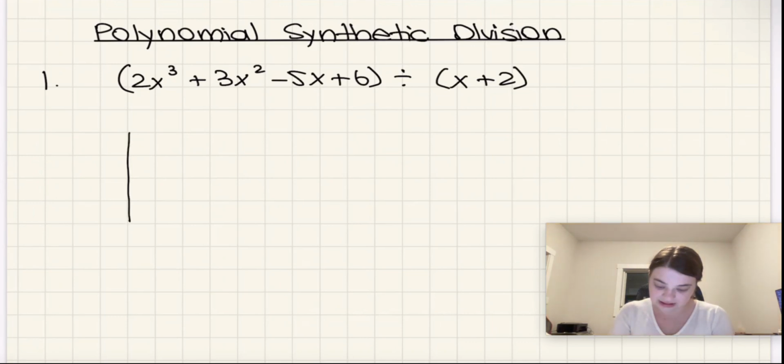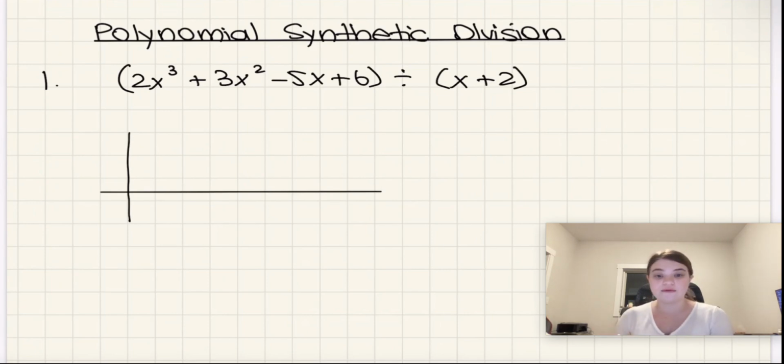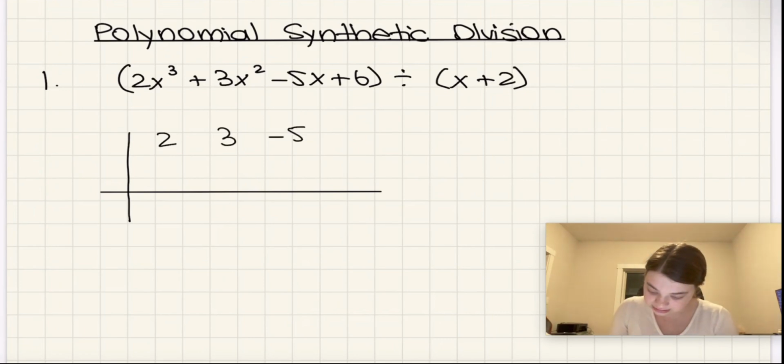Okay, first thing I'm going to do is draw my synthetic division chart here. And then up here, I'm going to write down the coefficients of what we're dividing. So that's going to be 2, 3, -5, and 6, right? So coefficients and constant. And they have to be in the correct order.